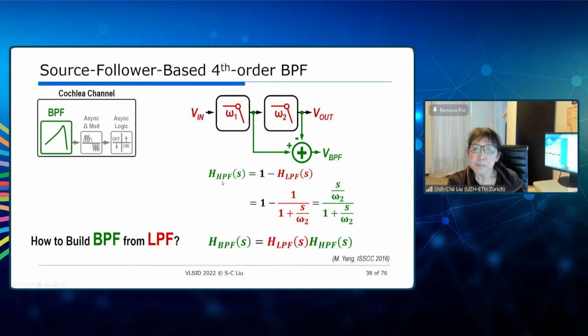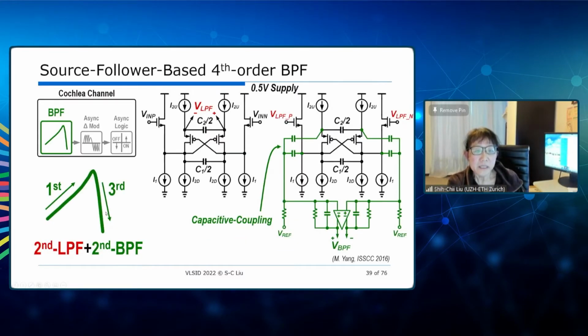So in this case, you first compute the high-pass filter transfer function. So it's 1 minus the transfer function of the low-pass filter. And then the bandpass filter transfer function is the low-pass filter transfer function multiplied by the high-pass filter transfer function. So when you combine this all together, what you get is a fourth-order bandpass filter, where it's a second-order low-pass filter plus a second-order bandpass filter. And so again here, this is the circuit for the second-order low-pass filter, and this is another second-order low-pass filter, where now you add the output of the first stage and the second stage by using a capacitive coupling circuit to the bandpass filter amplifier.